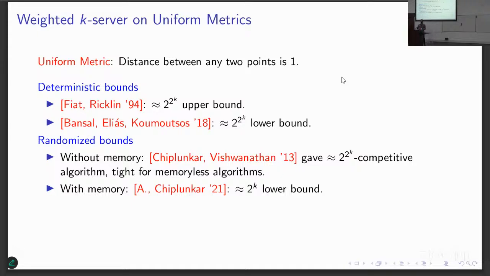Any other doubts? Okay, yeah. There is still a large gap between the best known upper bound and the lower bound. Yeah, Gautam.